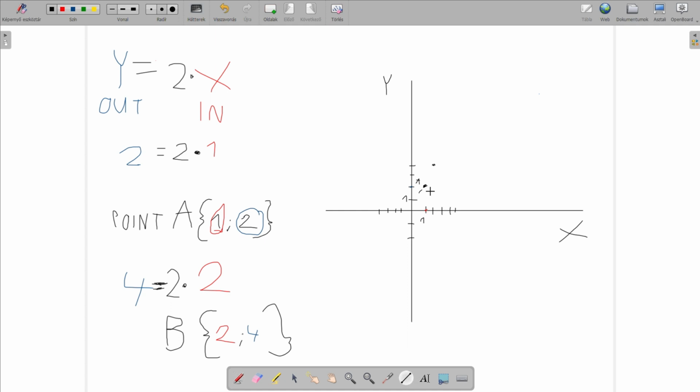Now let's get our line tool and let's connect these 2 points. Like this. And obviously you have to go the other way around, because if you take a look at it, if you say that x is -1, and the line isn't perfect, but if we multiply that by 2, we get -2.